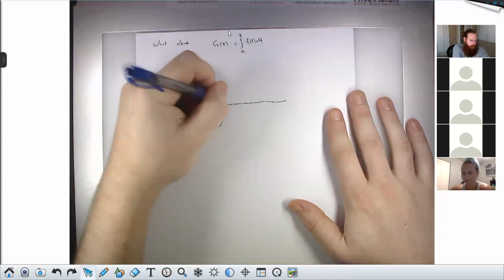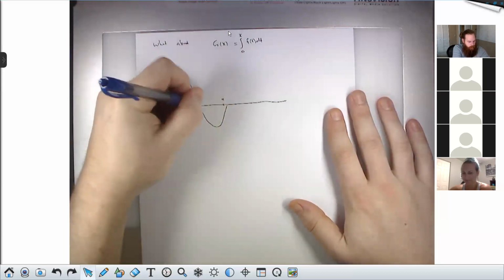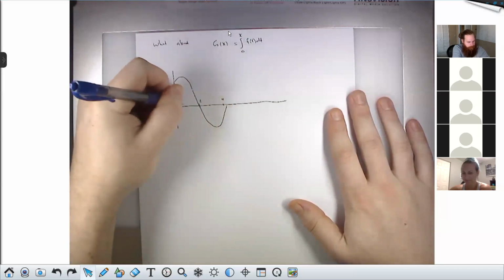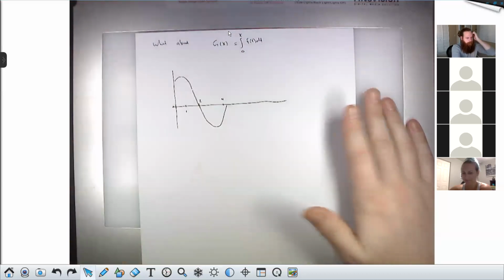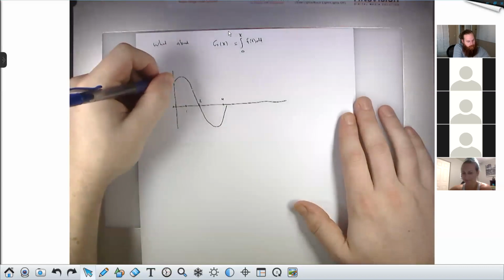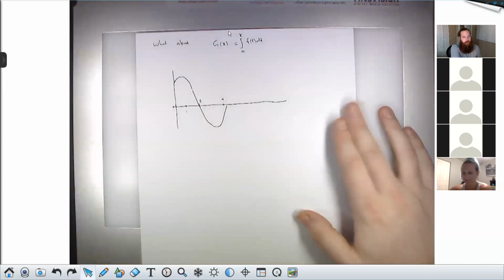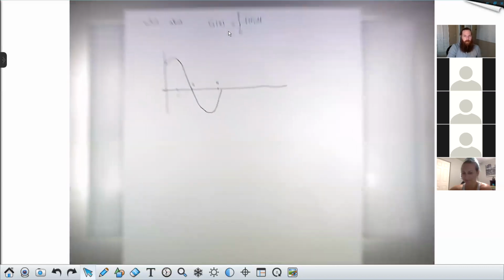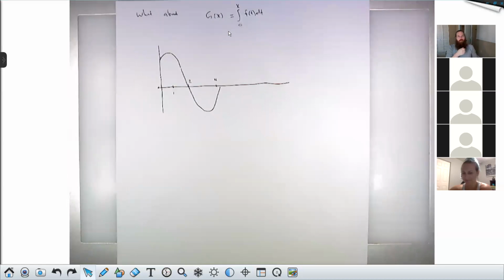So this was, what was it? 4 was right here, right? And this was 2. This is 1. So now I'm measuring, my integral starts at 0. And we can ask which one should be largest: G of 0, G of 1, G of 2, G of 3, G of 4.